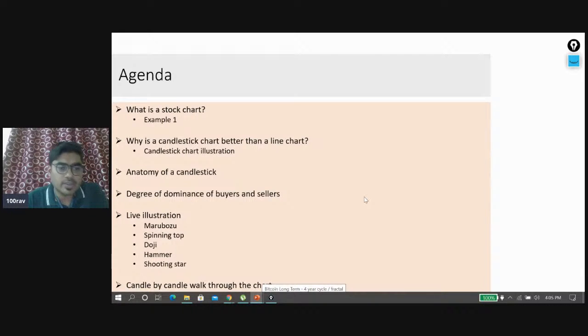After that, we will have live illustration of a few of the common types of single candlesticks. Then we will have a candle by candle walkthrough of the same chart that we discuss here. So that will give you a very good idea about how to look at different charts. After this, I will also walk you through TradingView, which I feel is one of the best platforms for charting. Okay, so let's get started.